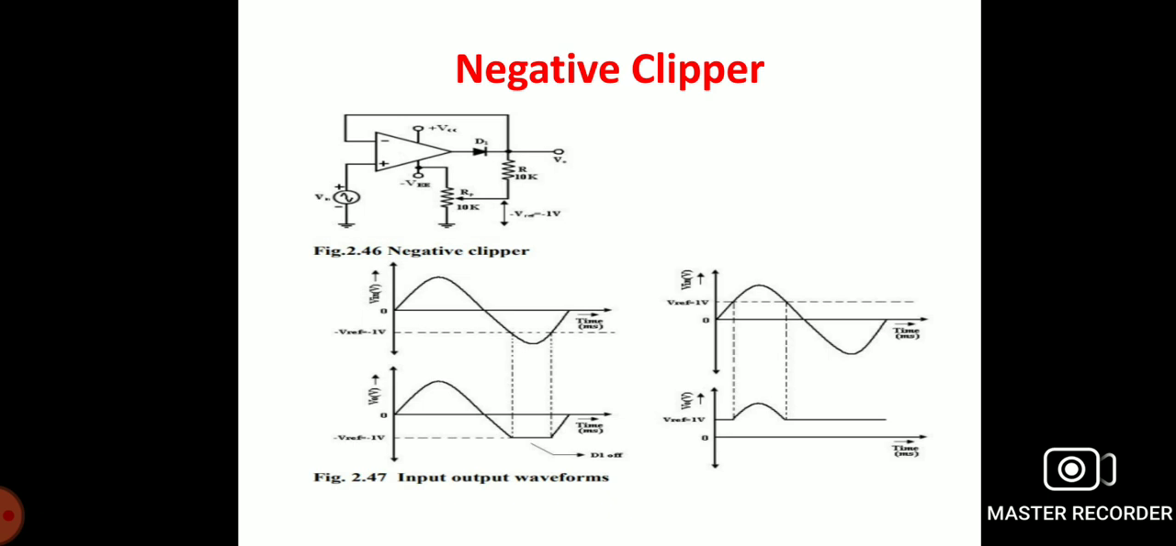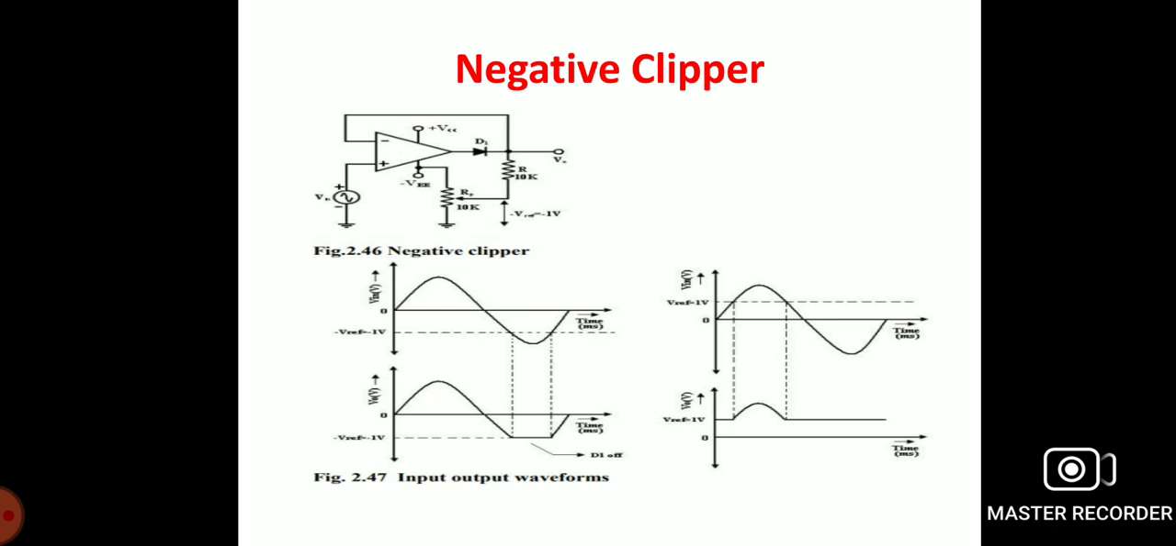In the negative clipper, the same procedure is followed, with the opposite polarity of the supply voltage, where the input voltage is less than the reference voltage. In the negative clipper circuit, the negative region of the signal above some amplitude level will be clipped to produce the output waveform.